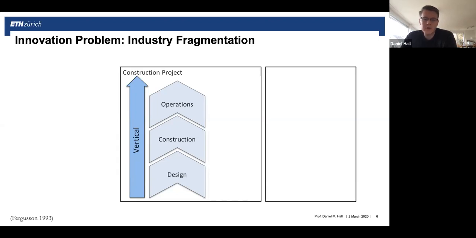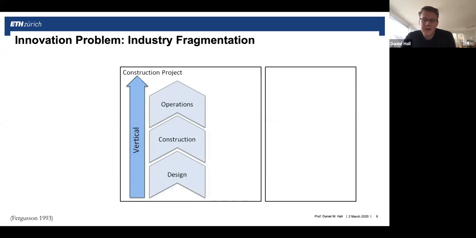We have vertical fragmentation, where there's a different set of actors that are required to, let's see if I can just get my little mouse here, see if you can see the mouse. I hope it's coming through. Maybe spotlight. No, that's not gonna work. All right, well, maybe you can see my mouse. You have a different set of actors who are designing, constructing, and operating the facility. So thanks, Alina, for letting me know that you can see it.